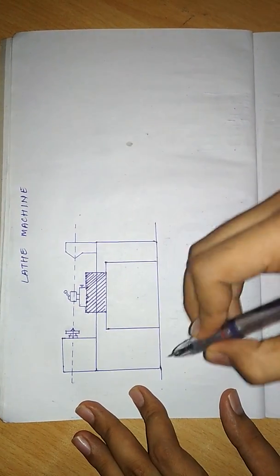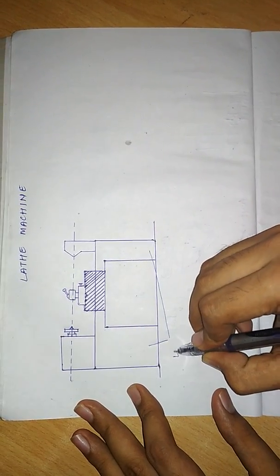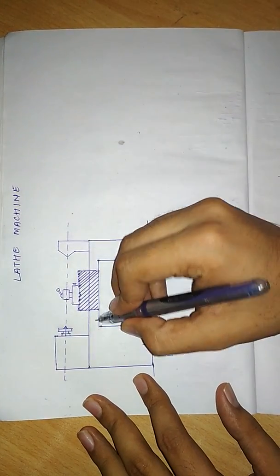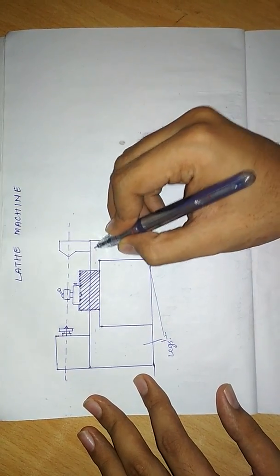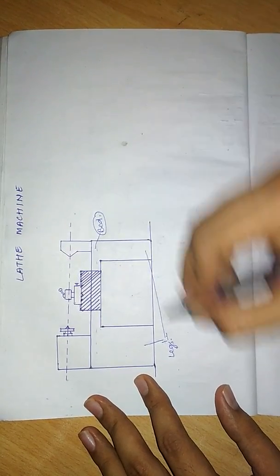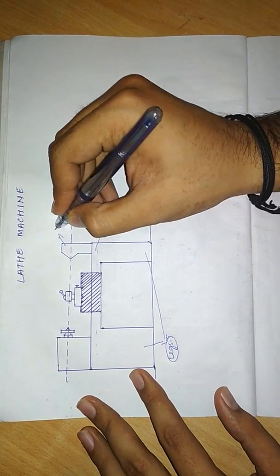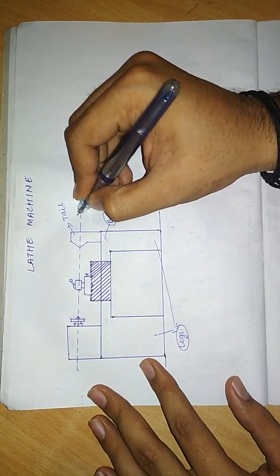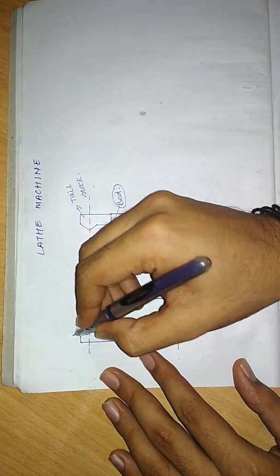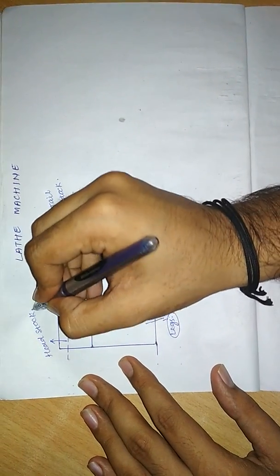Lathe machine consists of legs. These two are the legs of lathe machine. This part is the bed part. These are the legs. This part is the tail stock. This part is the head stock.